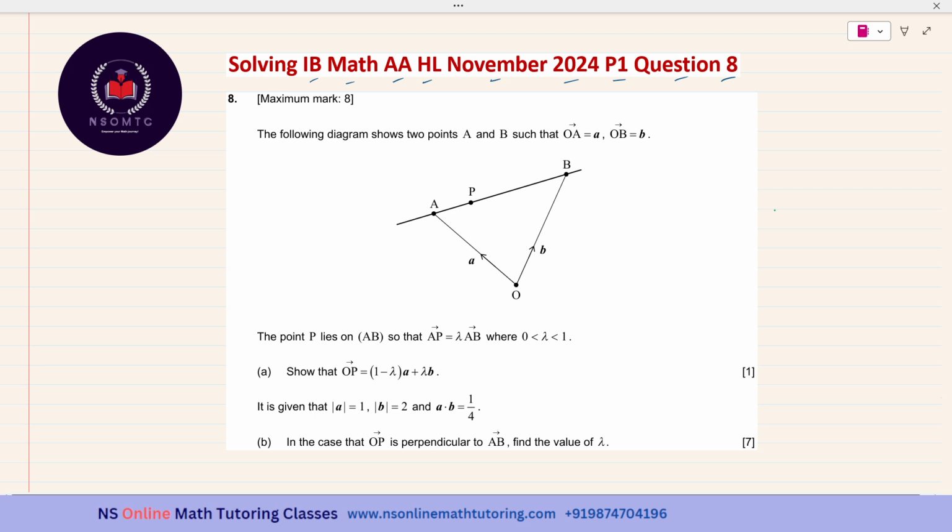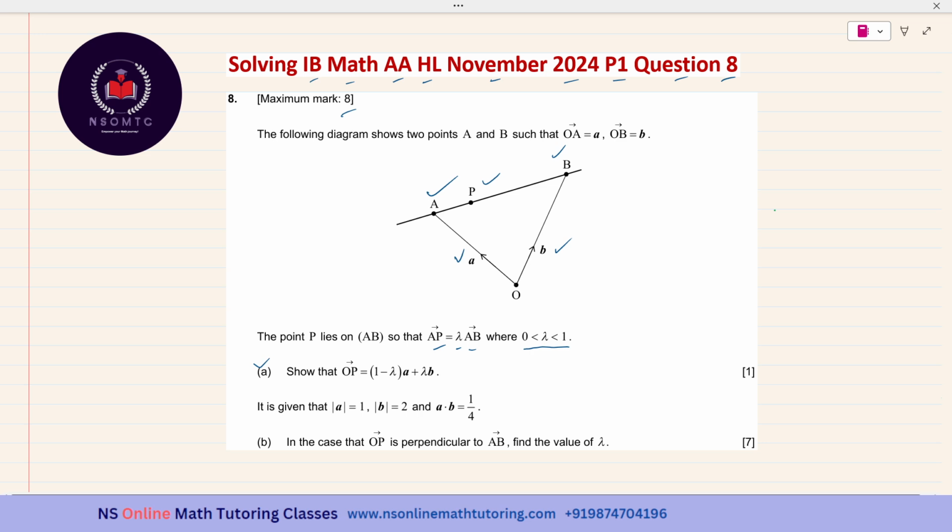The maximum mark is 8. The following diagram shows 2 points A and B such that the vector OA is this position vector A and the vector OB is this position vector B. The point P lies on AB so that the vector AP is lambda times the vector AB, where lambda is greater than 0 but is less than 1. Lambda is a fraction. Okay.